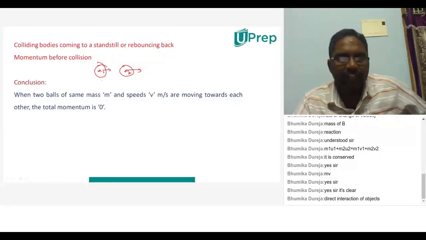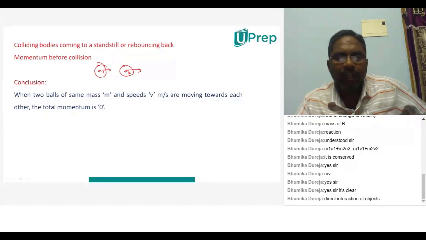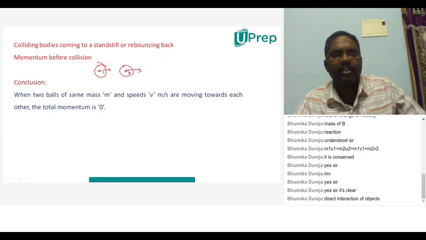And to understand, here they have given one particular condition. When two balls of same mass m and speeds v meter per second are moving towards each other, then the total momentum is zero. Whether it is right or wrong, let us try to understand.